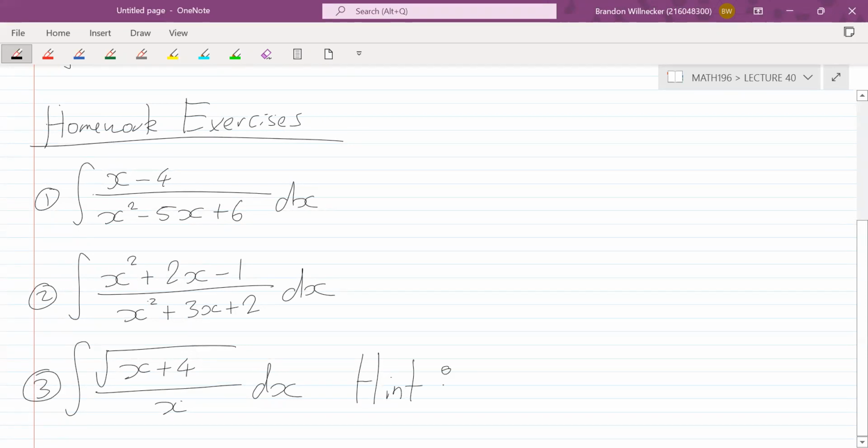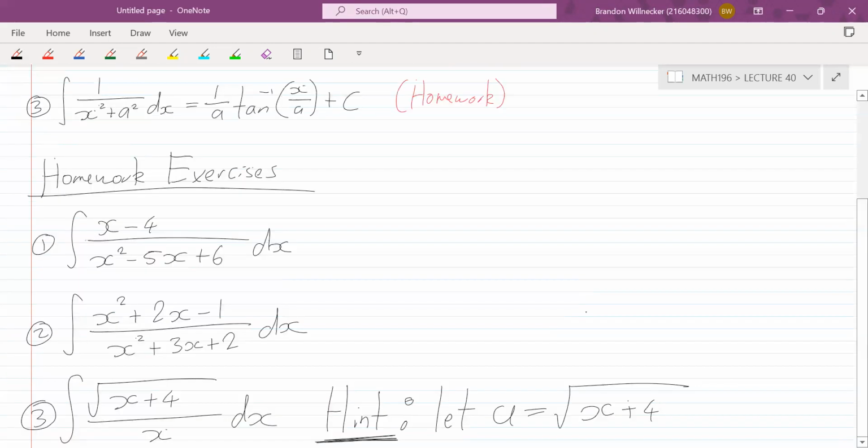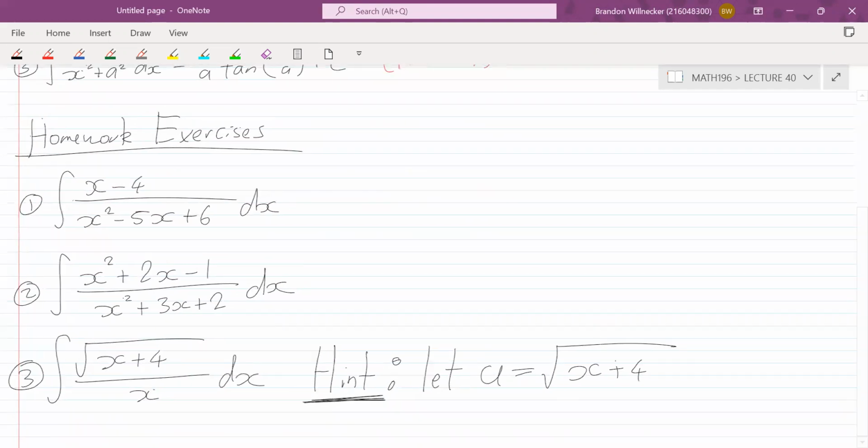I'll give you a hint here. Let u be equal to the square root of x plus 4. So after you do the u substitution, you should be left with a partial fractions problem. But we'll look at more of those next time. So we've got 3 integrals that you should remember, and then proving 2 of those I will leave for homework. And then some problems to try as well over the weekend.